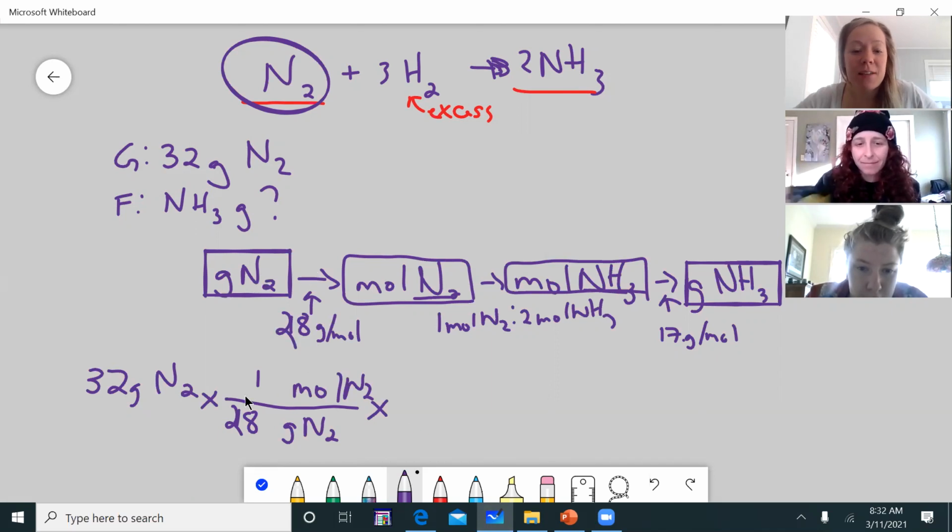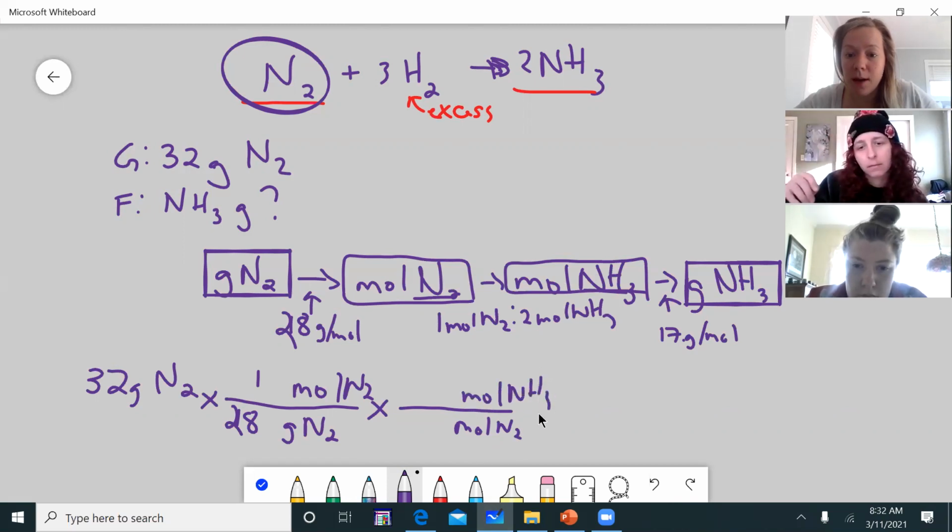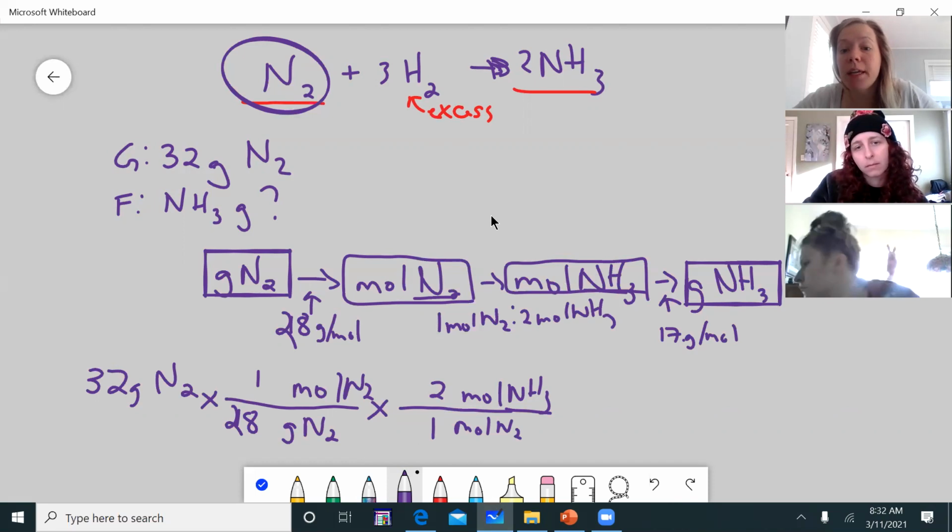So the next step is to get us out of nitrogen and get us into the product. So moles of N2 for moles of the product, NH3. We've got to fill in the relationship. So it's a 1 to 2 relationship. Coefficients only get used at this middle step. This is where coefficients go. You don't add coefficients here.